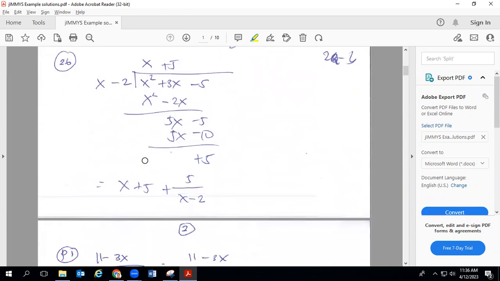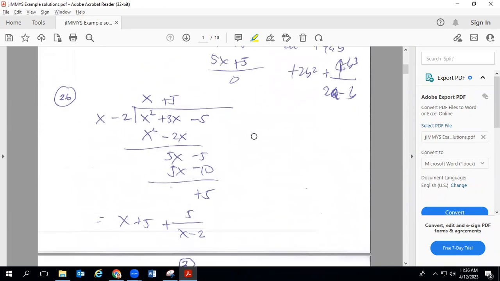The same case applies here. I don't need to discuss this further. It's the same solution, the same approach.